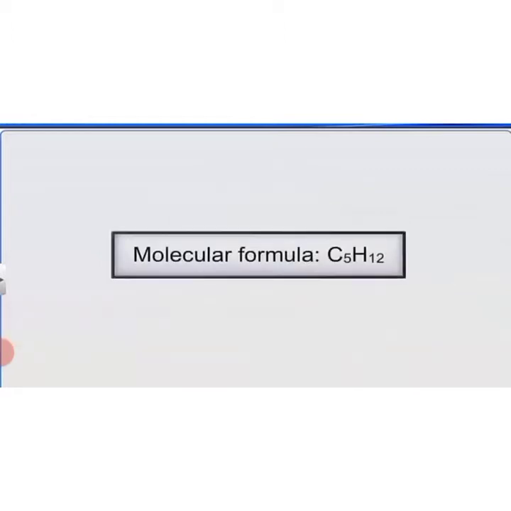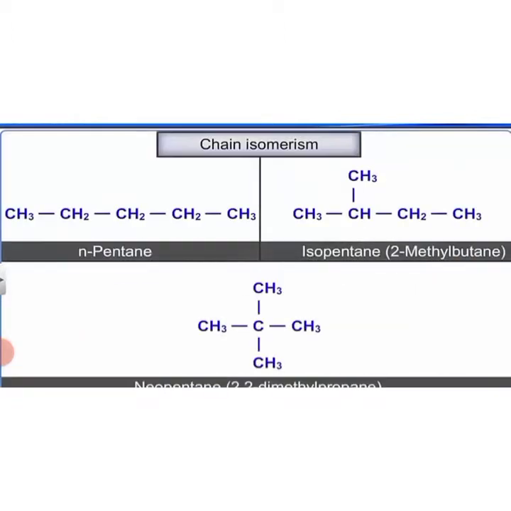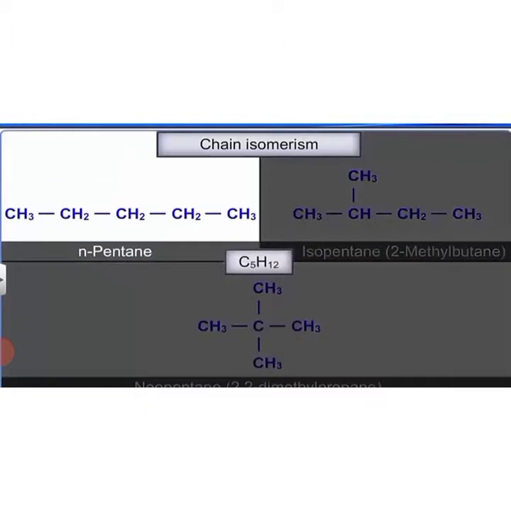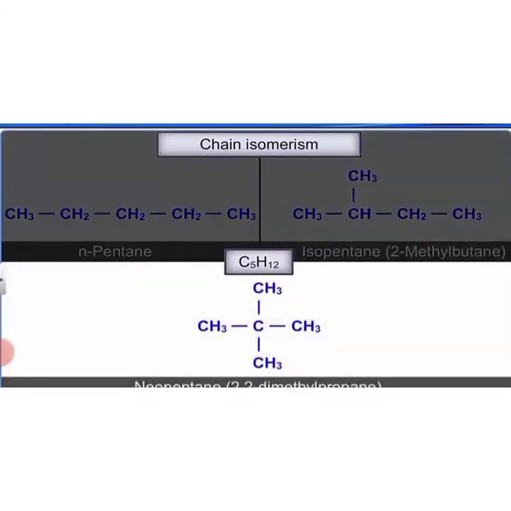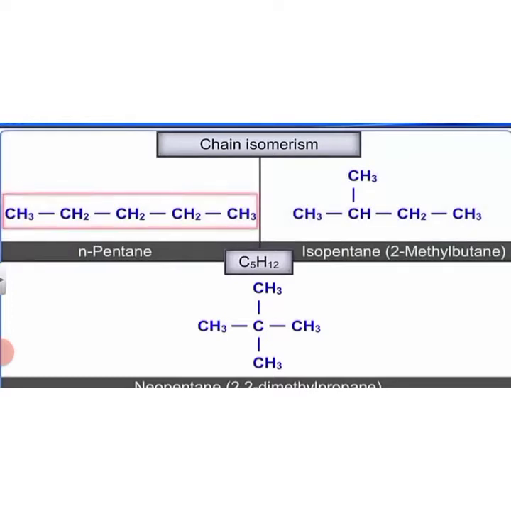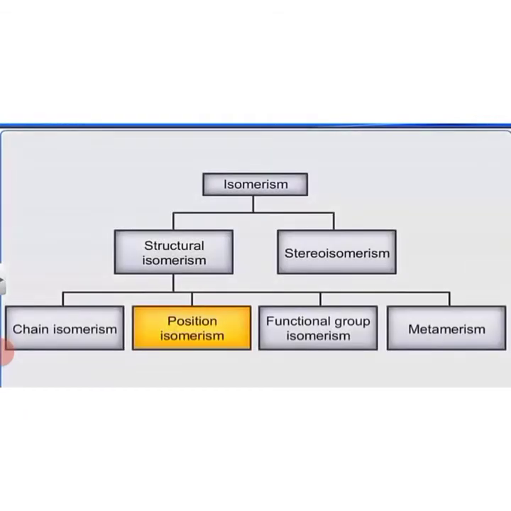For example, the following three chain isomers are possible with molecular formula C5H12. They are n-pentane, isopentane or 2-methylbutane, and neopentane or 2,2-dimethylpropane. Here the carbon skeleton is different in each compound, but the molecular formula is the same. Now, let's look at position isomerism.